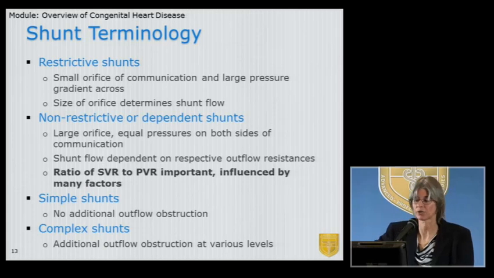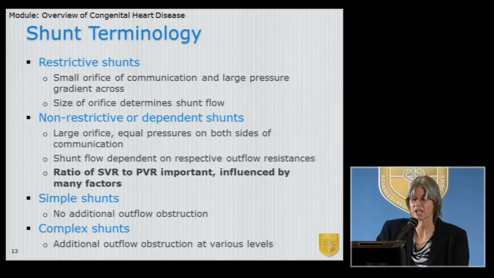All right, brings us now to shunt terminology. You will hear a lot about restrictive shunts. They have a very small orifice of communication and large pressure gradients across. So the size of the orifice, the size of the hole, determines your shunt flow. On the other hand, we have non-restrictive or what we call dependent shunts. You have a large hole where the pressures on both sides of this communication are equal, and the shunt flow through the orifice is really dependent on the respective outflow resistances, your pulmonary and your systemic vascular resistance. That is what determines your shunt flow.